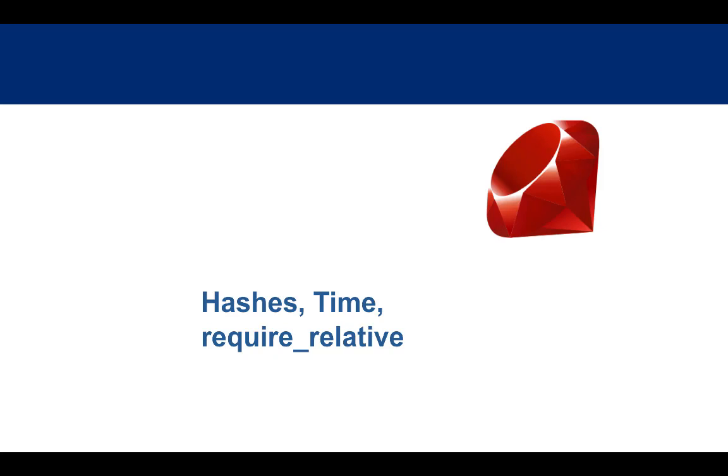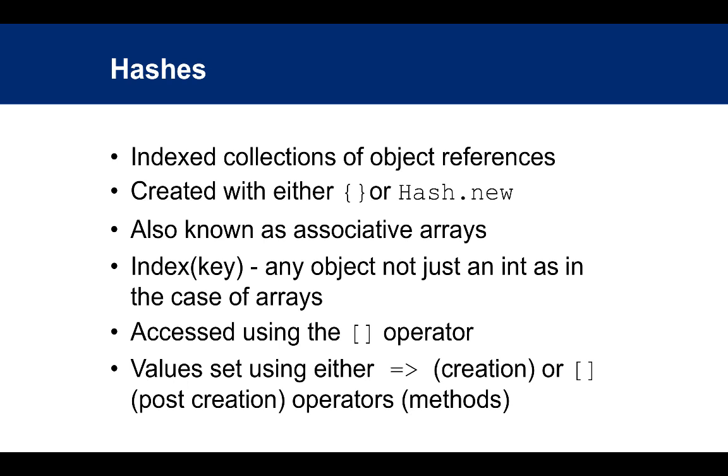In this lecture, we'll talk about hashes, time, and required relative. So hashes are your indexed collections of object references. In other languages, they might be known as dictionaries or maps or hash maps. But basically, hashes are just a collection of key value pairs, and they are created with either curly braces or Hash.new. They're also known as associative arrays.